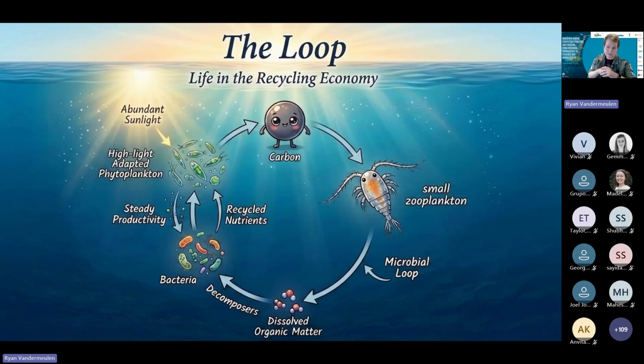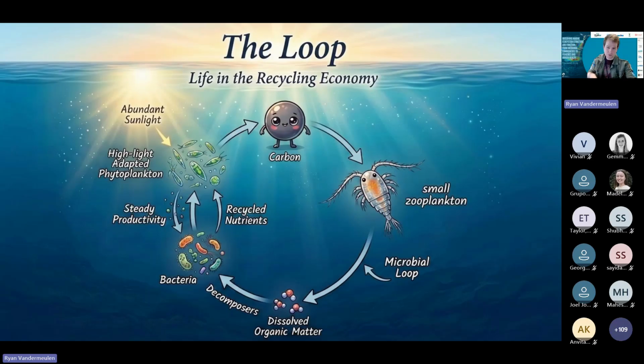Now, unlike sunlight, these nutrients are finite resources in the surface ocean here. Because of this, once these nutrients are incorporated into biomass, they begin circulating through one of the most efficient recycling systems on Earth, the microbial loop. Within this loop, phytoplankton are grazed by tiny zooplankton. Organic matter leaks into the water as dissolved organic carbon. Bacteria consume this material, they decompose it, and they recycle nutrients back into forms that phytoplankton can use again.